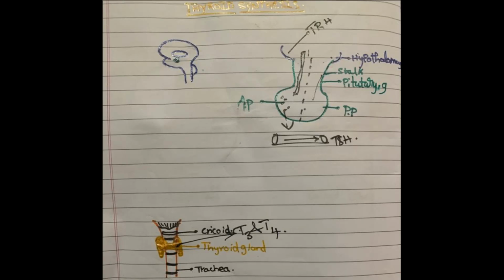This entire process of thyroid synthesis takes place in a negative feedback mechanism from the hypothalamus to the thyroid gland via pituitary.